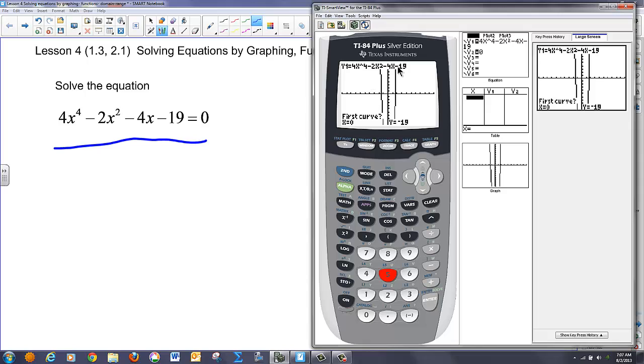And then I want to find the blinking cursor, which I can't see right now. Now it appears to be at 0 and negative 19. I want to bring it over to this point, so I use my left arrow, and hopefully that blinking cursor will appear. There it is. I just want to get it close to our intersection point and hit enter 3 times. 1, 2, 3. What it'll do is find that intersection point. So the first x value, where these share a common point, is negative 1.44.